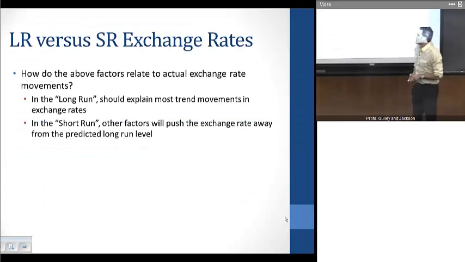And so there's also shorter term impacts that are going to be driving exchange rate differentials between countries and moving those exchange rates in different ways. And so that's the thing that we're going to look at in the second half of Chapter 17.